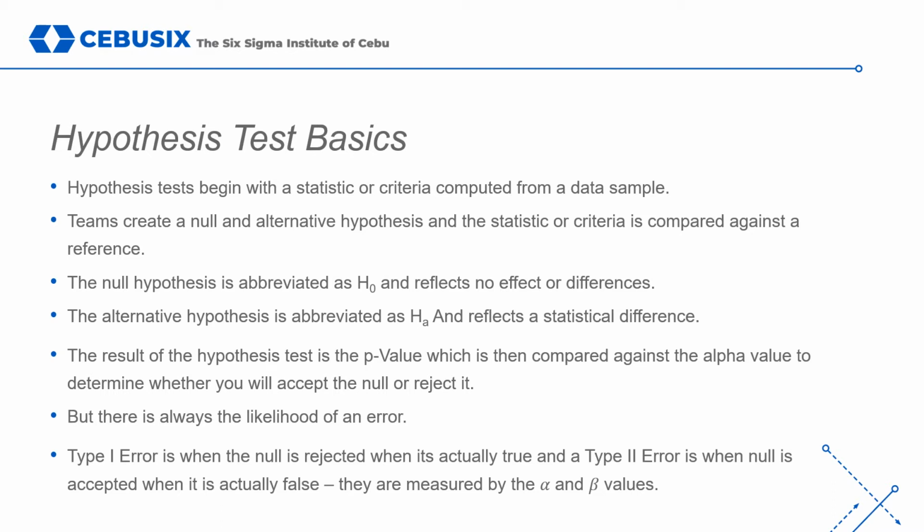A type 1 error is when the null hypothesis is rejected when it is actually true. This is also called the producer risk and is measured by the alpha value, a probability between 0 and 1. A type 2 error is when the null hypothesis is accepted when it is actually false. This is also known as the consumer risk and is measured by the beta value, a probability between 0 and 1.